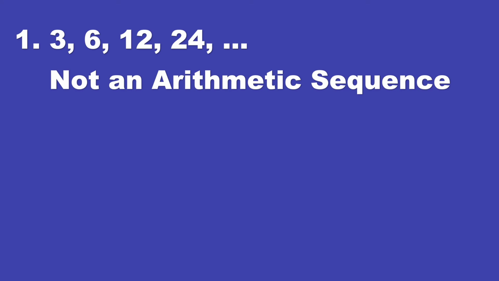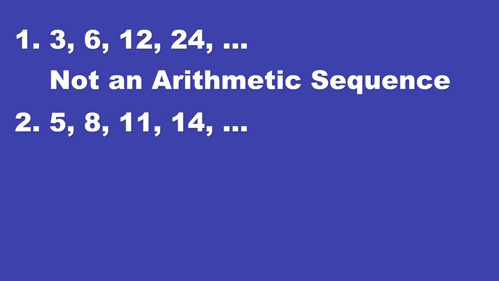3 times 2 equals 6. 6 times 2 equals 12. 12 times 2 equals 24. Remember, when we say arithmetic sequence, we are adding or subtracting a constant number from one term to another.